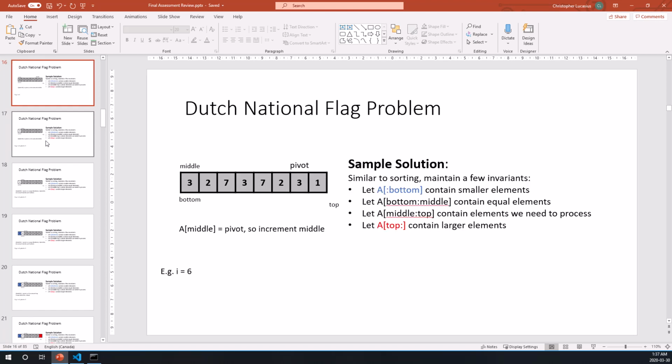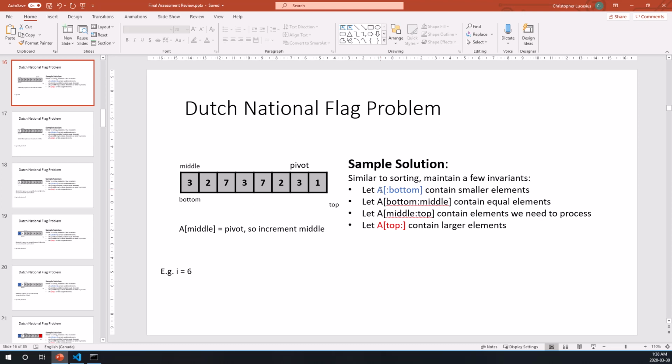Let's just get right to it. Just like how we did in insertion, selection, and basically those sorting algorithms, there was an invariant that we set for those. So let's follow a similar approach in order to solve this problem. I'm going to set three, or actually four, invariants here.